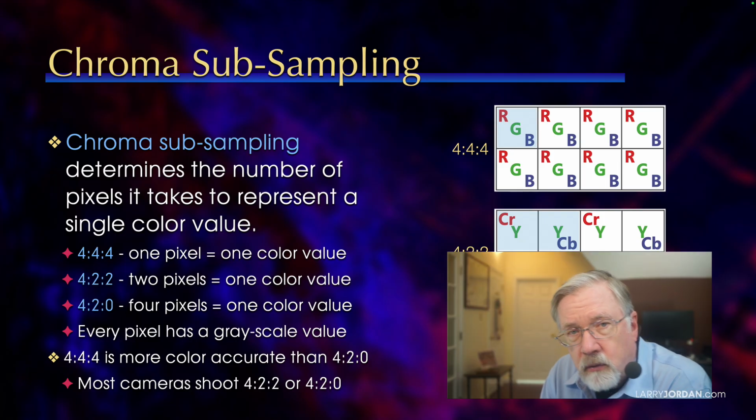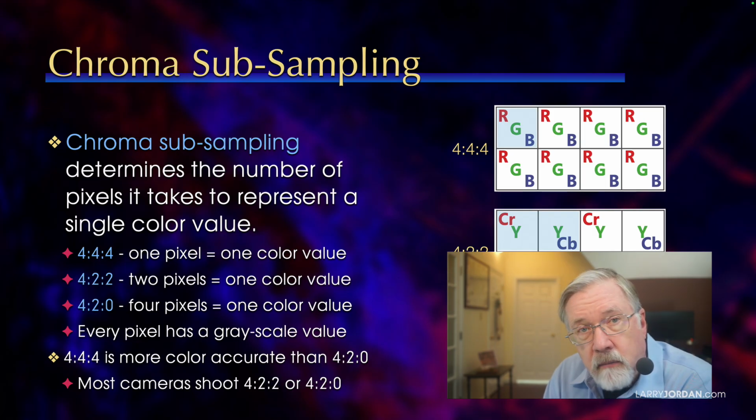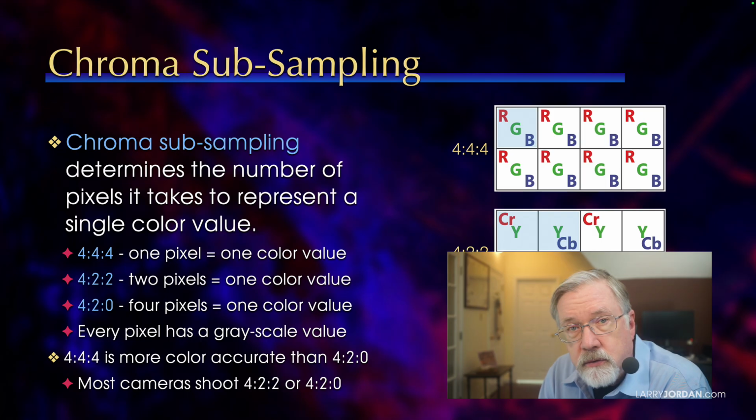That was back in the old days. We would say, focus on the grayscale, because we were looking at pixels where each pixel had a grayscale value, but each pixel does not have a complete color value. 444 is much more color accurate than 420, and most cameras shoot 422 or 420.